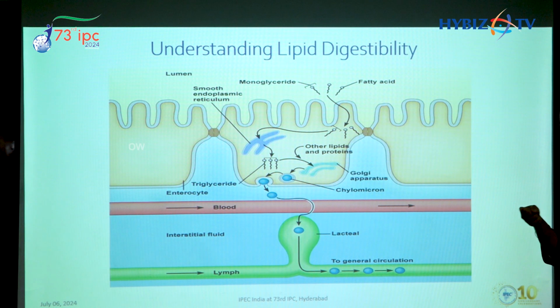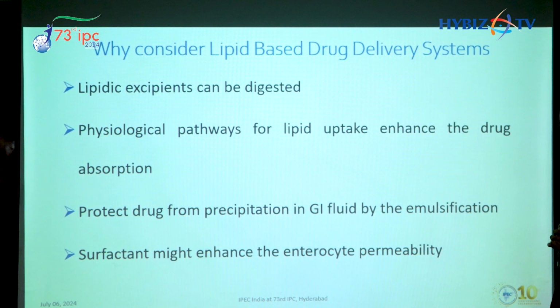This will also help us to establish a good in vitro, in vivo correlation when you are developing a lipid-based formulation. Next slide, please. So why should you consider a lipid-based formulation? Because you already have an established digestion system which will digest the excipient, and hence they render these excipients non-toxic. The physiological pathways are already established for their uptake. And they also protect the drug from precipitation, because on digestion they form micelles and the API remains solubilized in the GI fluid until it is absorbed by the intestinal cells.